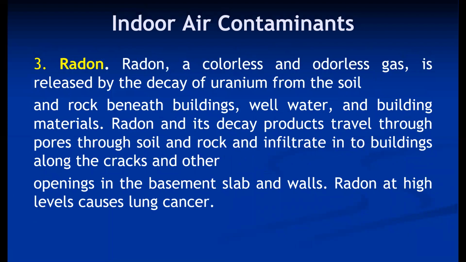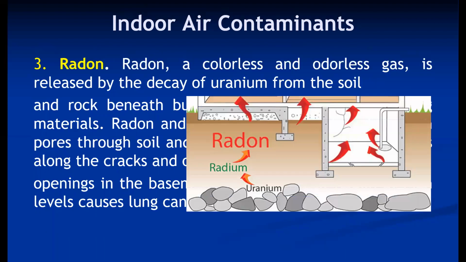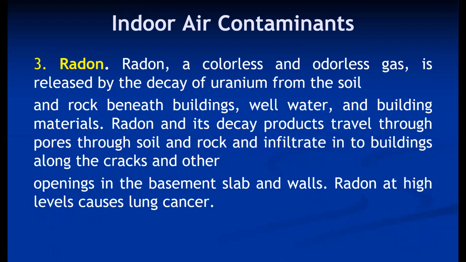Radon is the third type of contaminant. It is a colorless and odorless gas, and is released by a decay of uranium from soils. So it is released from the soils like this, and rock beneath the building, well water, and building materials.